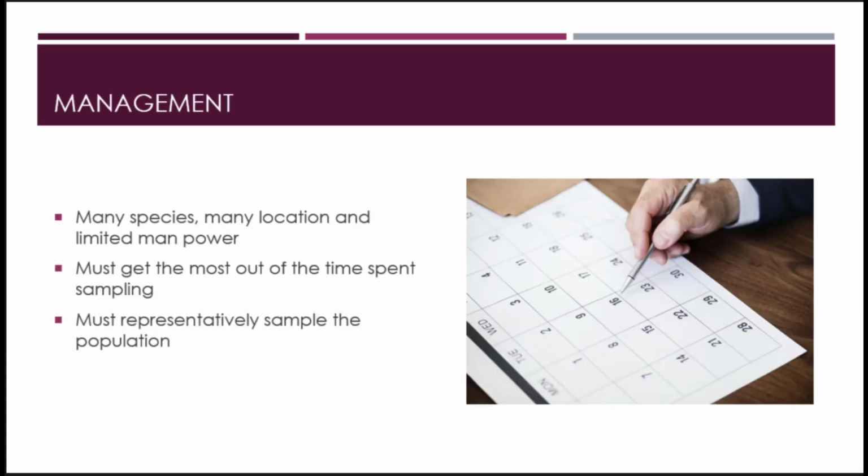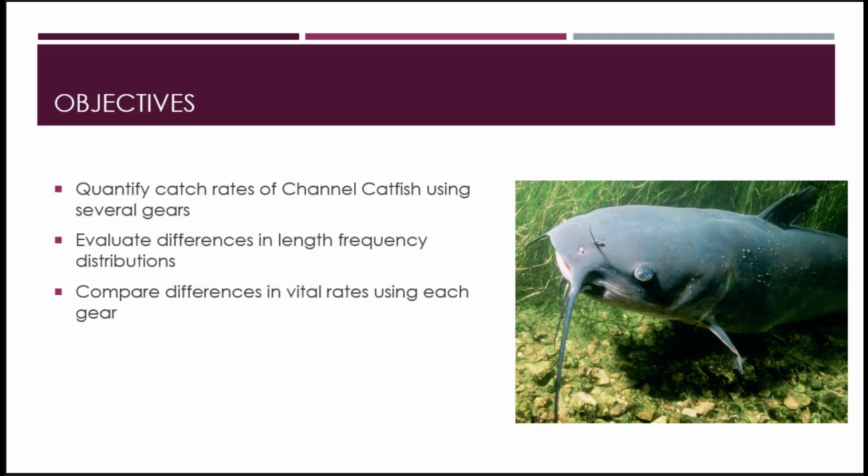So for management, there are a lot of species and a lot of locations, and we need to be adaptive about how we manage our species, right? We can't have this blanket, one regulation fits all thing. And so as managers, we need to be able to allocate our time effectively and get proper reflective samples of the population. Get a good representative sample in order to inform better decision making.